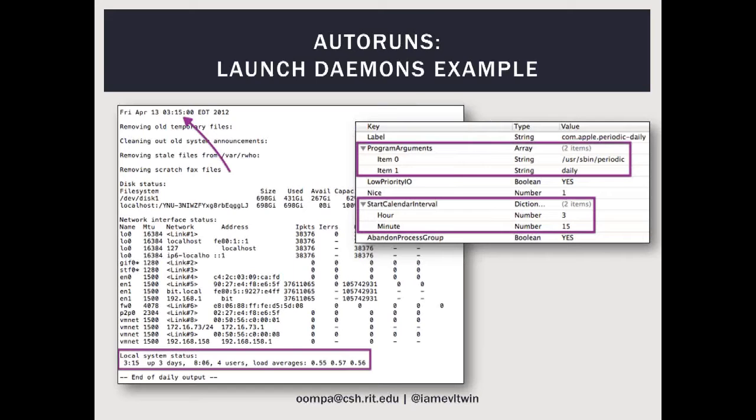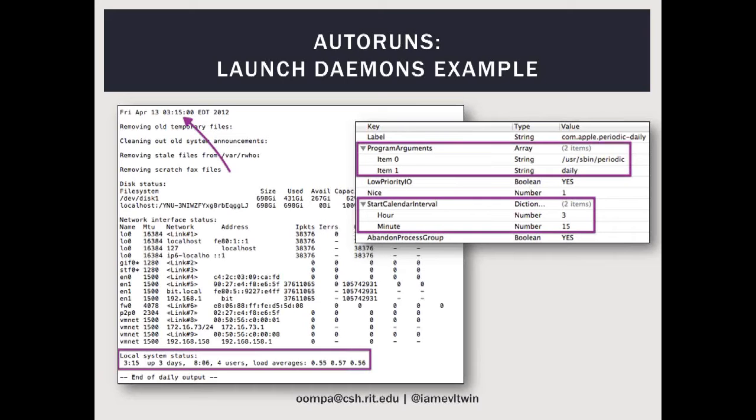Example of one here. We have one of the Unix periodic scripts. These are maintenance scripts that do log rollover, clean things out, and so on. This one is for the daily. So the program that it wants to launch is /usr/sbin/periodic with the daily argument. There are daily, weekly, and monthly arguments that can be put with that script.